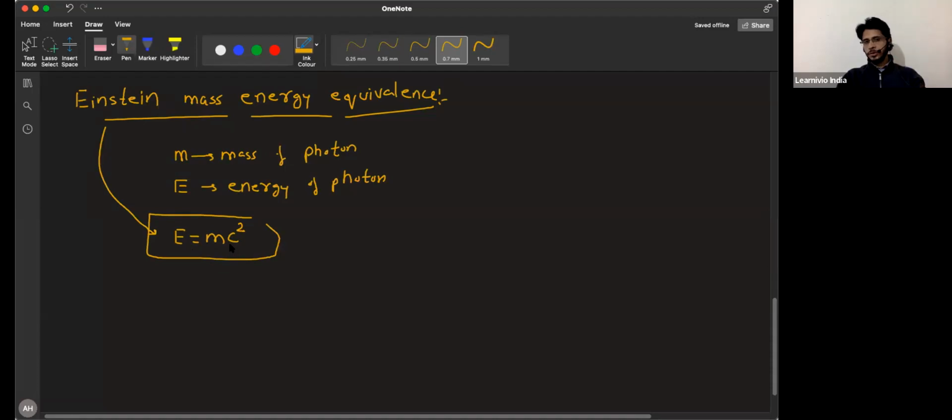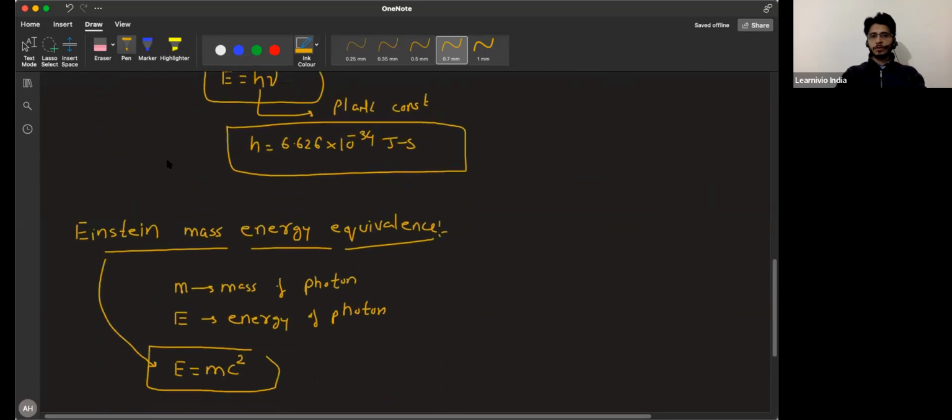That's mass energy equivalence. So when we study modern physics, energy may not be conserved. Means energy can be converted into mass. Mass may not be conserved. It may be possible that some mass gets destroyed. But when mass gets destroyed, an equivalent amount of energy is created. So if mass m is destroyed, then E amount of energy is created. So that's Einstein's mass energy equivalence.